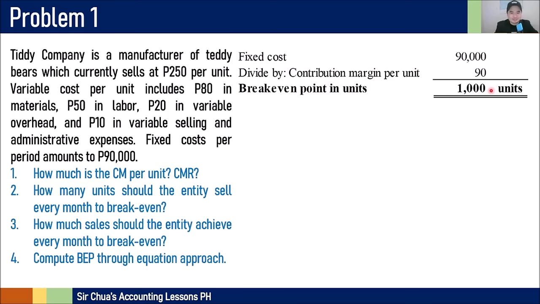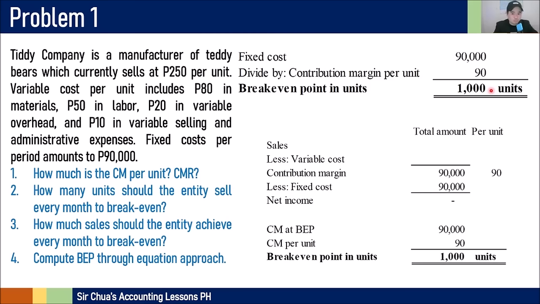You can also use the variable income statement approach. Paano po yun? Diba sabi po natin at break-even point, your net income is 0. And if your fixed cost is 90,000, then automatically your contribution margin is 90,000. Then you just have to divide it by the contribution margin per unit. Diba pareho lang? So 90,000 divided by 90, lalabas pa rin po yung 1,000 units. Diba madali lang?